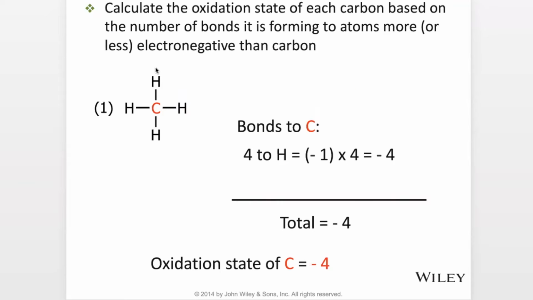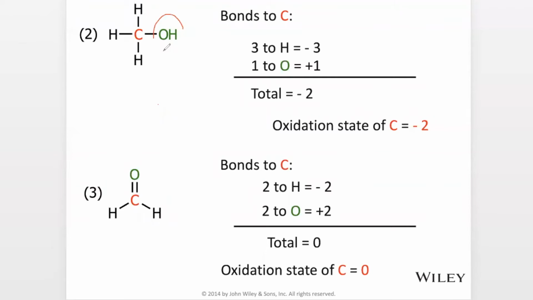For example, if we are going to calculate the oxidation state of methane, we look here and we see that we have 4 hydrogen atoms bound to that carbon. So each hydrogen is a -1. -1 times 4 is a -4. So the oxidation state of this carbon is -4. In this example where we have 1 OH added, each of the 3 hydrogens here counts as -1. So that's -3 total. And then we have 1 that's +1 in the oxygen right here. And so that is going to be a total oxidation state of -2.